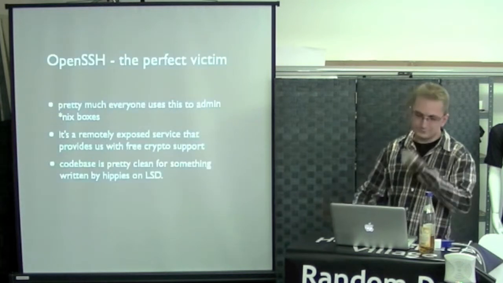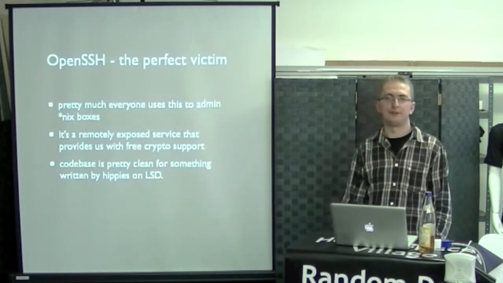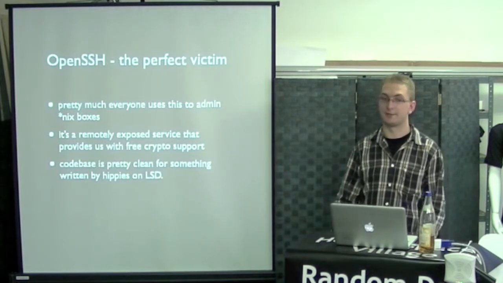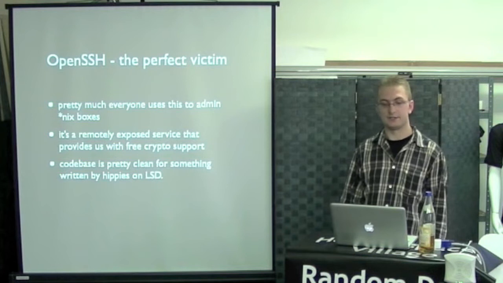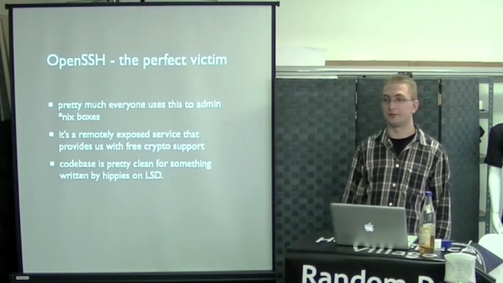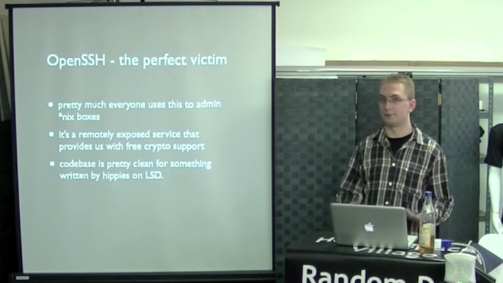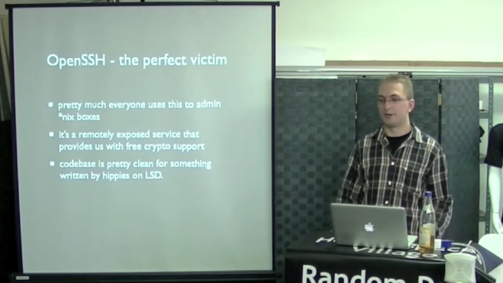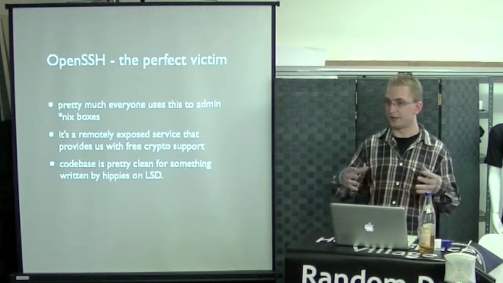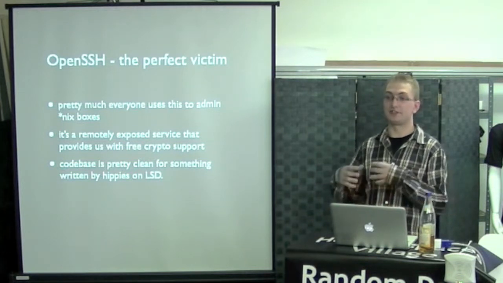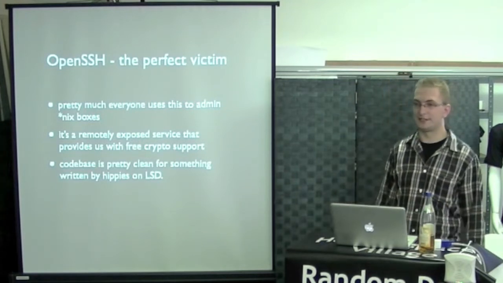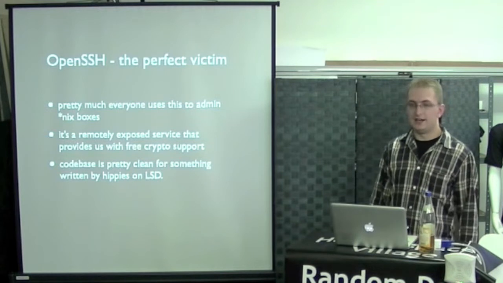Carrying on. So OpenSSH is the perfect victim. Pretty much every Unix box has OpenSSH for administrative purposes. It's a remotely exposed service that provides us with a free cryptography layer. So if we were to hook into Telnet, for example, and I want all my secret stuff to be encrypted, I'd have to implement encryption myself. But OpenSSH comes with free encryption out of the box that we can piggyback on.